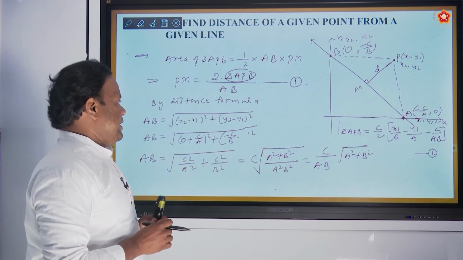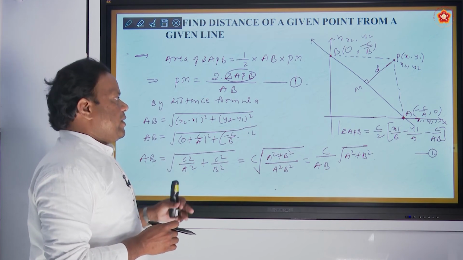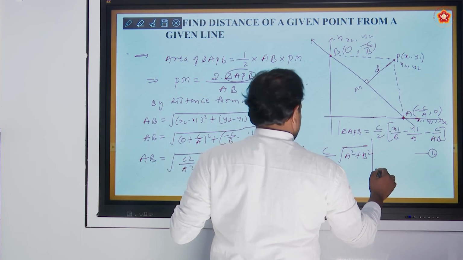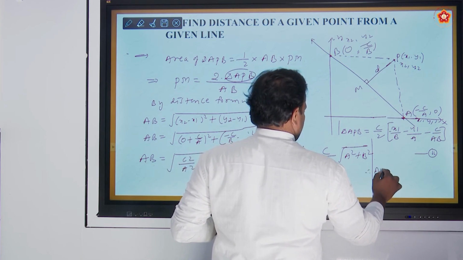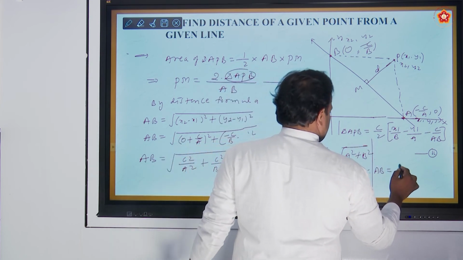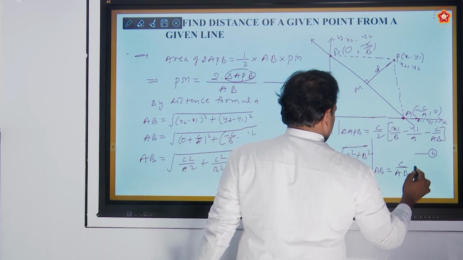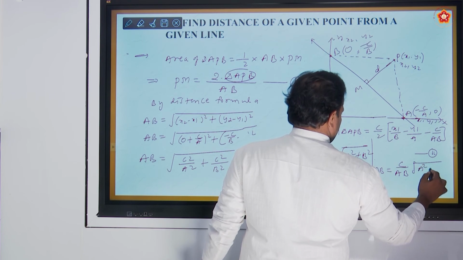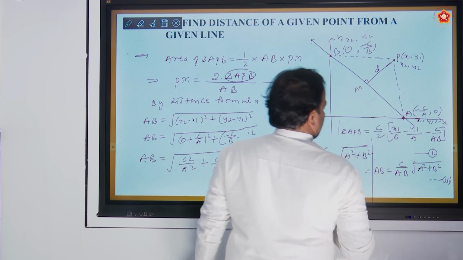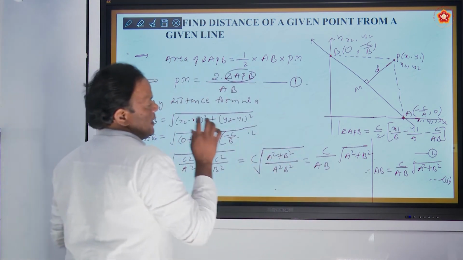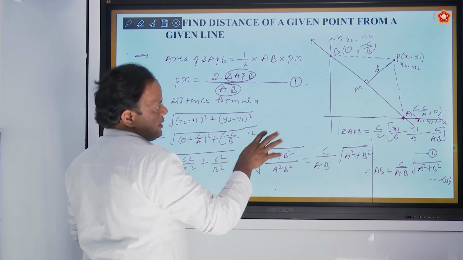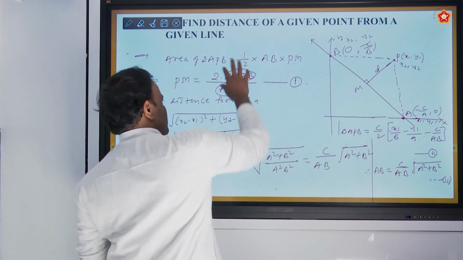Okay, let us see what is the simplification. This is the distance. Therefore, what is the answer? AB is nothing but the distance between the points A and B, C dividing by AB root of A square plus B square. I call this equation number 3. Correct. Okay, we know the area of triangle APB and we know the value of AB. Substituting area of triangle APB and AB in equation number 1.